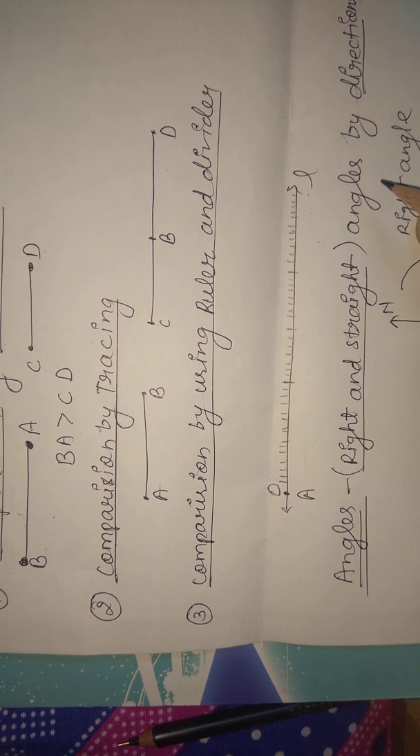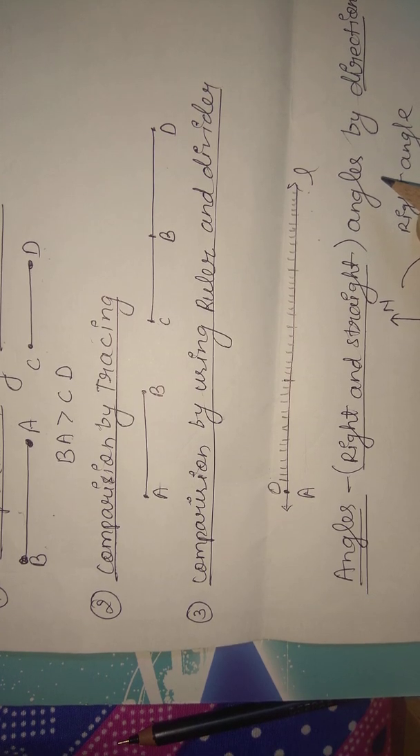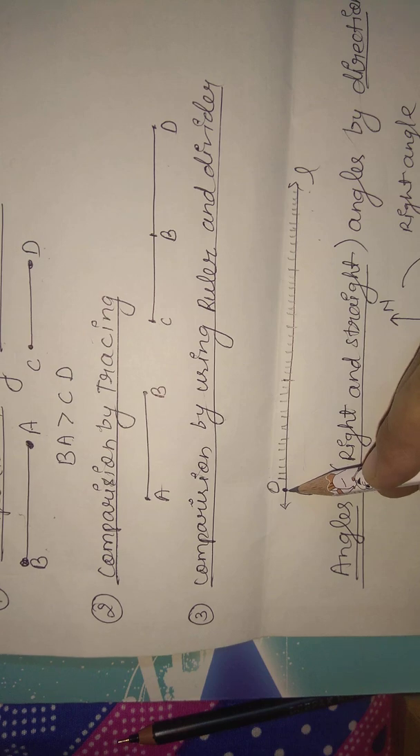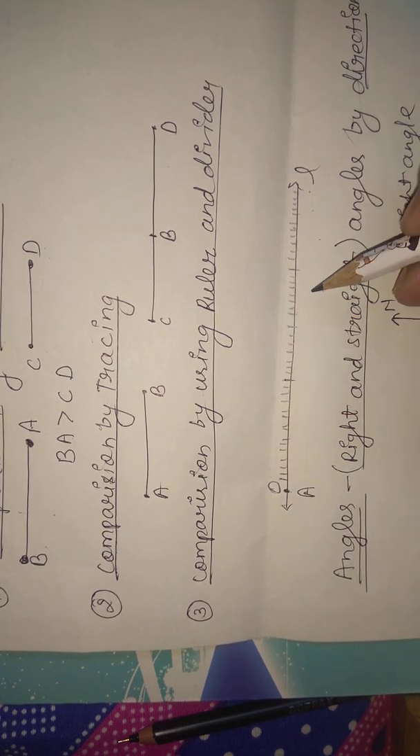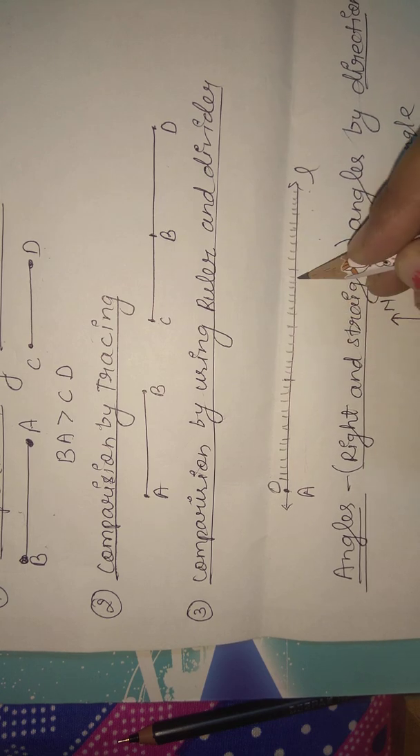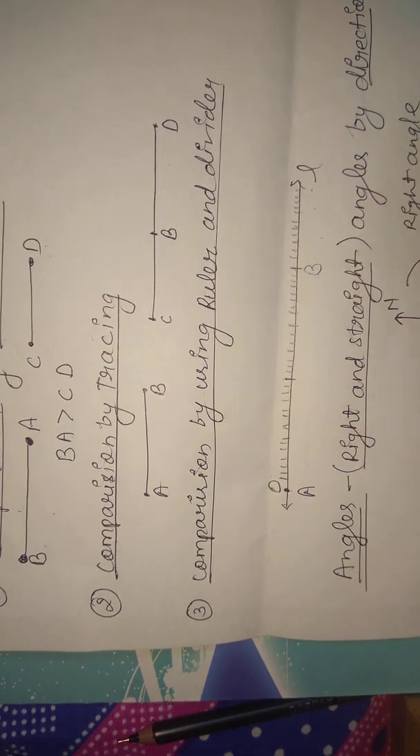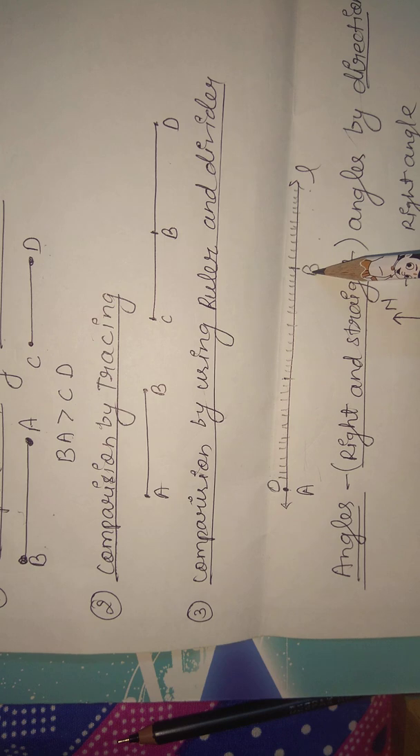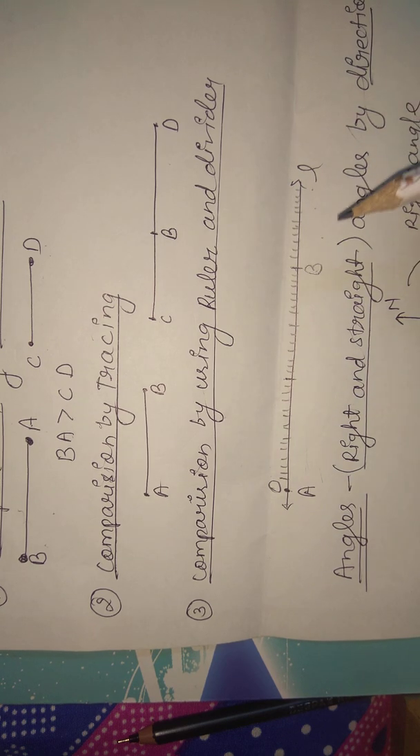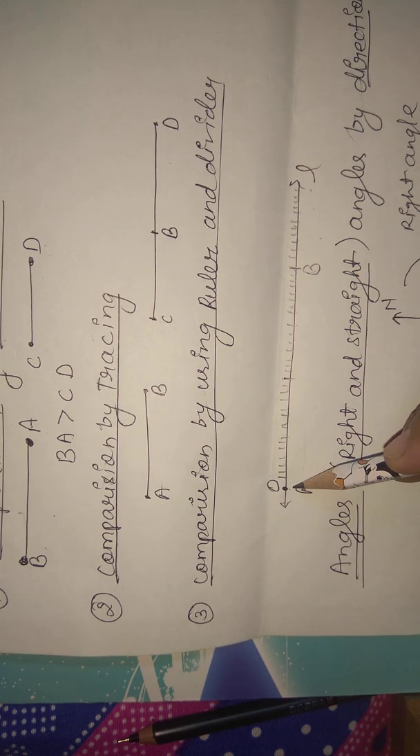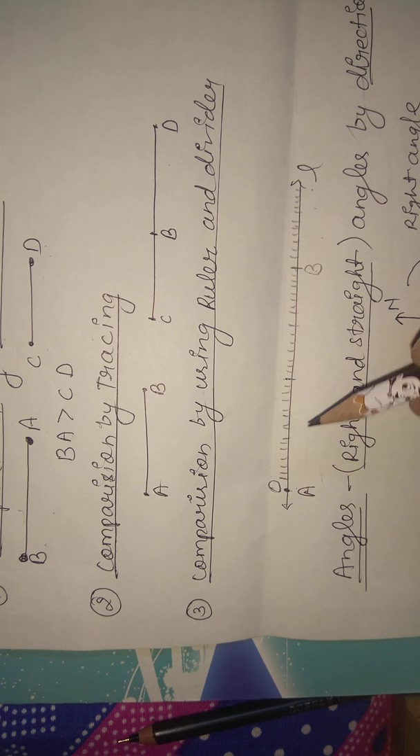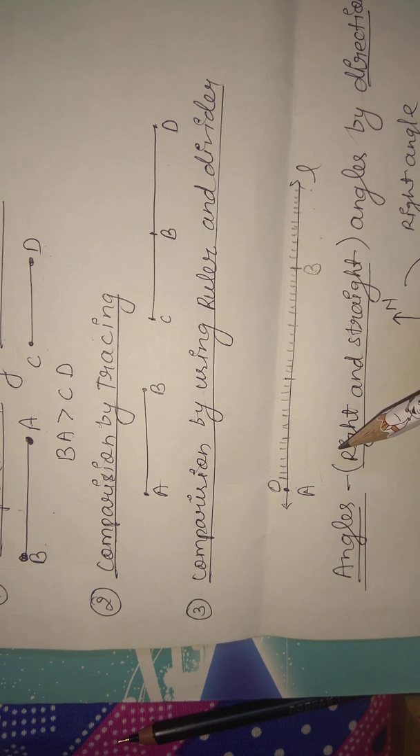So how can we use a divider? Put one end of the divider at point A and open it to put the other end on point B. Now pick up the divider without disturbing the opening and place it on the ruler so that one end lies on 0. Read the marking on the other end and we can compare the two lines.